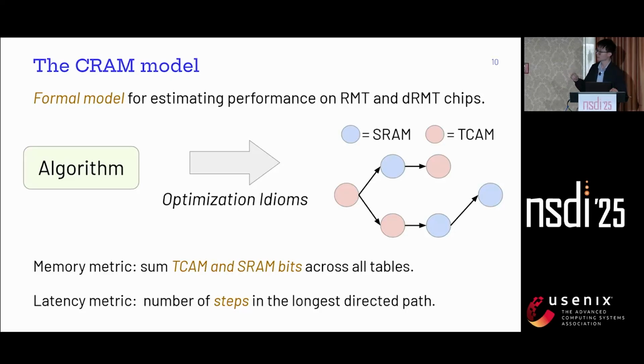And then from that, you build a directed acyclic graph representation, a DAG representation, where each node is something we define to be a step. A step is defined merely as an optional table lookup, and that lookup can be exact or ternary in nature, followed by a sequence of independent operations. That's one step, so each node is a step. And so the CRAM model becomes very simple to use. To compute memory, you simply sum up all the TCAM and SRAM bits across all tables. So for TCAM, you would just add up all the bits across all the red nodes. To compute latency, you would find the critical path in the graph, and that would simply be the number of steps in the longest directed path that's present in the graph.